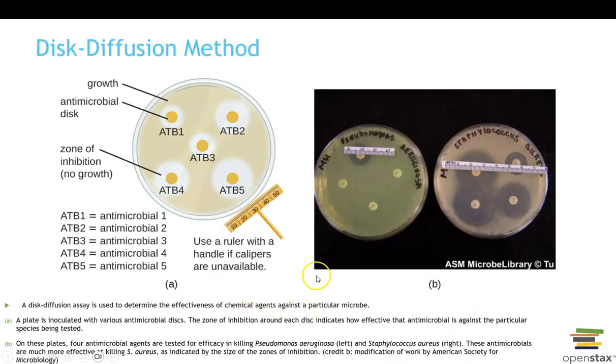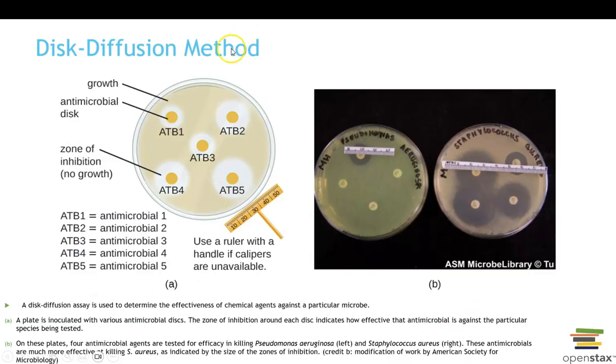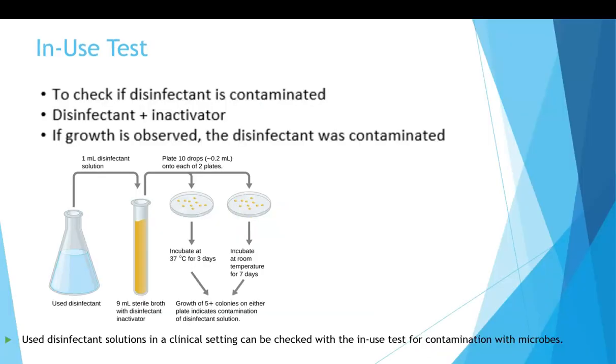The bigger the zone of inhibition, the more efficient the disinfecting agent is. In this picture you can see that ATB5 is the most efficient antimicrobial agent that we can use against this bacteria. Then the next technique is the in-use test.